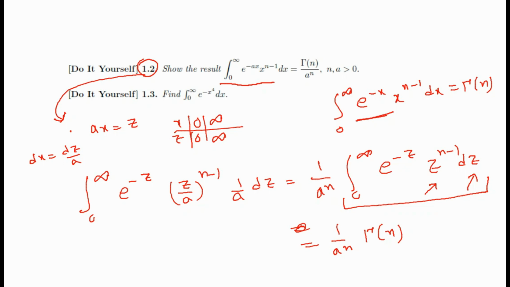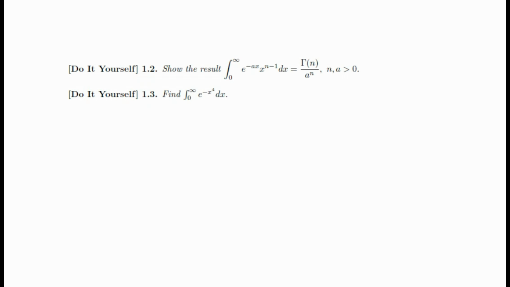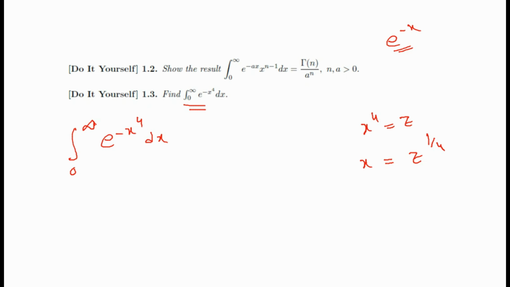Now we will move to 1.3. This kind of integration can be easily solved by using the gamma function. So 0 to infinity e to the power minus x to the power 4 dx. Now here the idea is to achieve e to the power minus x, or e to the power minus z, in terms of the gamma variable. So we will put x to the power 4 equal to z. Now the shortest idea is to write x equal to z to the power 1 by 4. So dx equal to 1 by 4, z to the power 1 by 4 minus 1 dz.